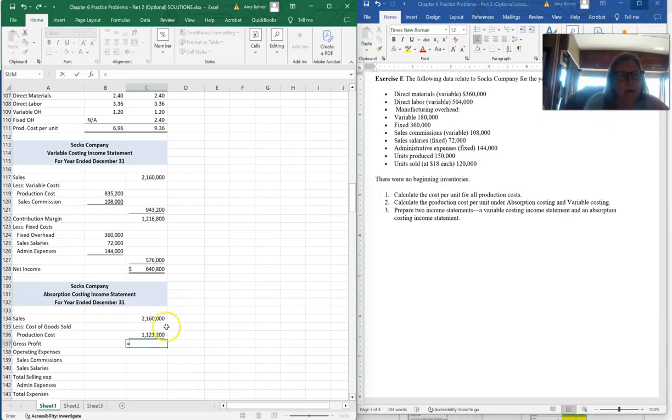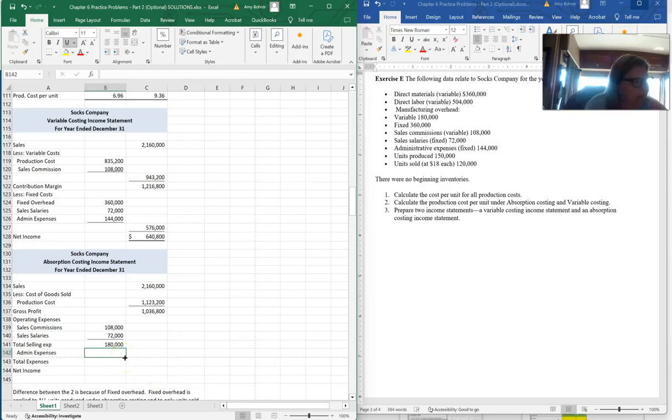So then to get our gross profit, you're going to take your sales minus your production cost or your cost of goods sold. You're going to get $1,036,800. Okay. And what are our operating expenses? We've got sales commissions of $108,000. We've got sales salaries of $72,000. That gives us our total selling expenses. If we add these two together, $180,000.